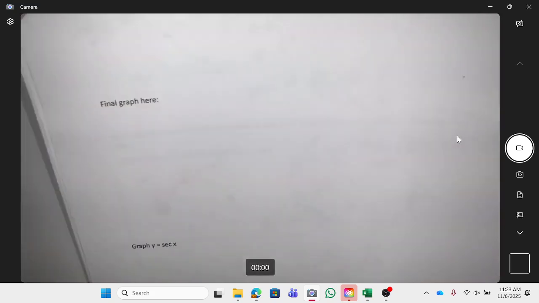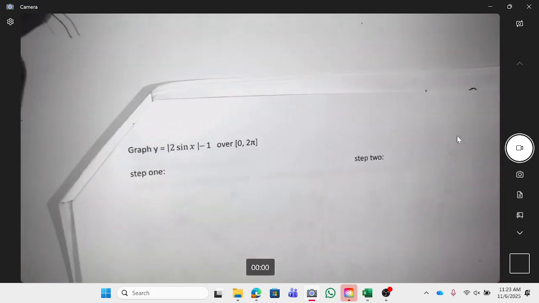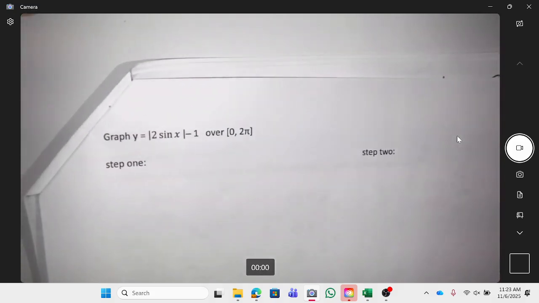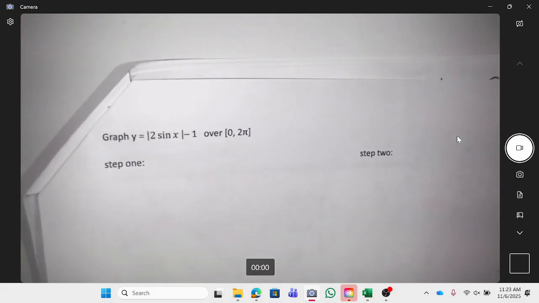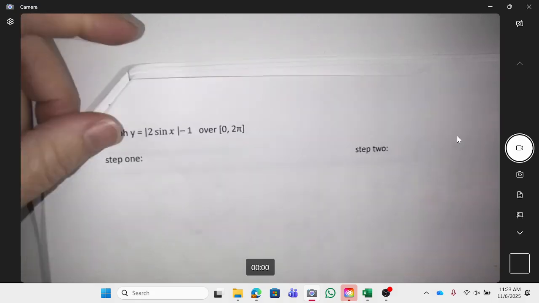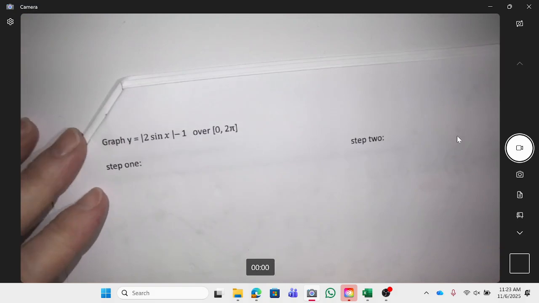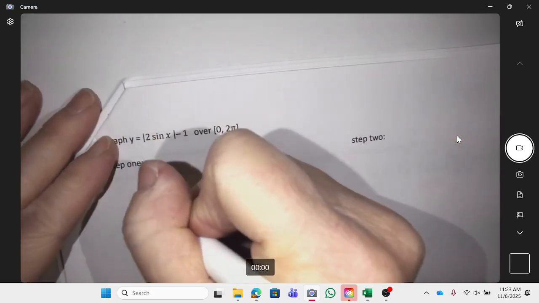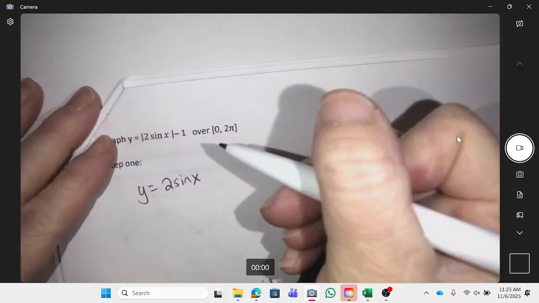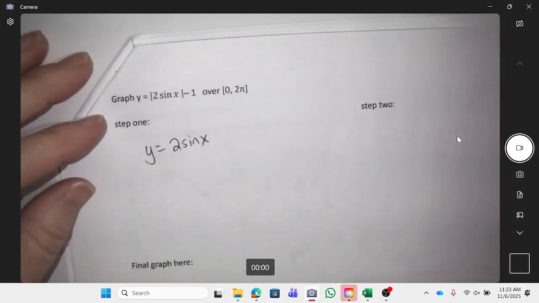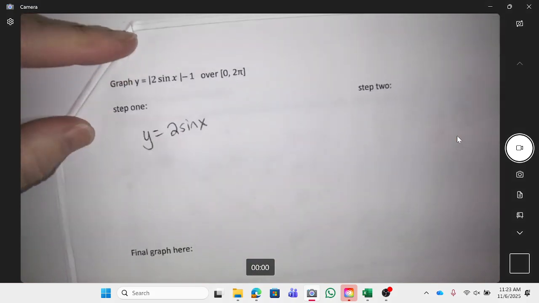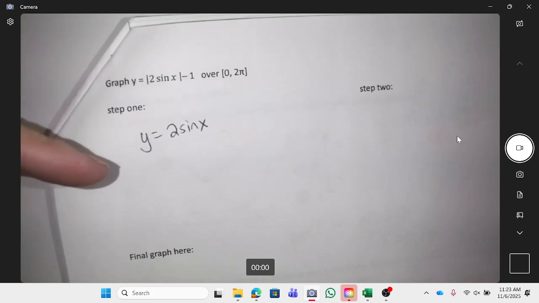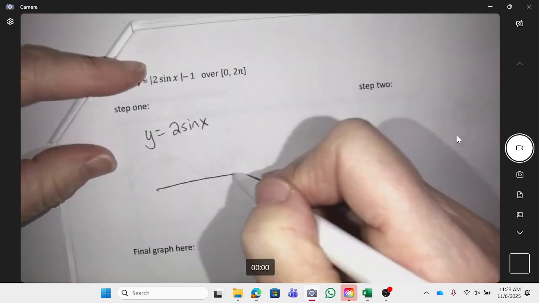Okay, now what do we got? Ooh, I'm going to mix a trig and an absolute value together. All right, so step one, let's graph this. This is my first step. I'm just going to stretch. Can you give me a stretch on sine?